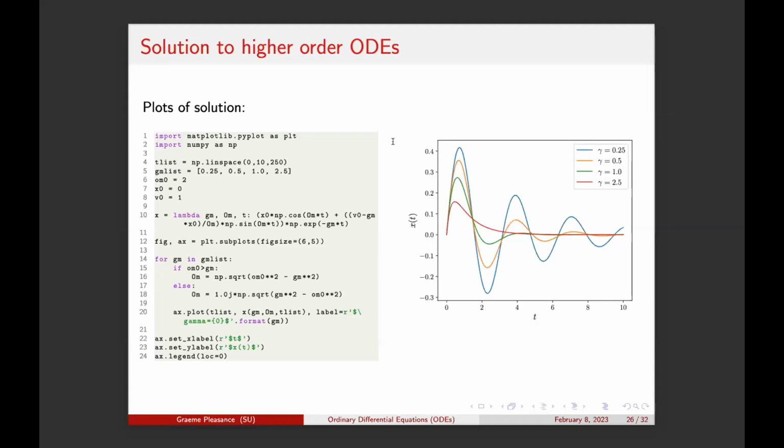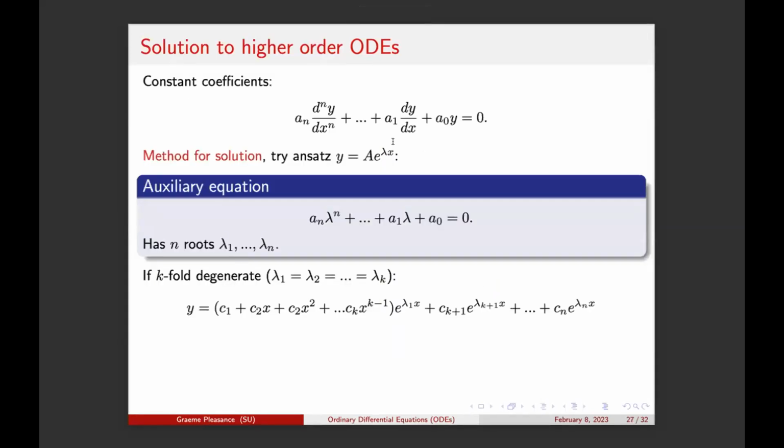So what we can also do now is consider the slightly more complicated example where we have degeneracy in the solution. If we go back to the slides I gave maybe 4 or 5 slides ago, where I talked about how you can solve an nth order ODE with constant coefficients, we just revisit this. Again, if we try this ansatz, we obtain the same auxiliary equation, which again has n roots.